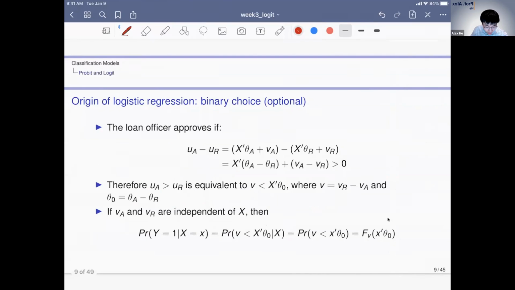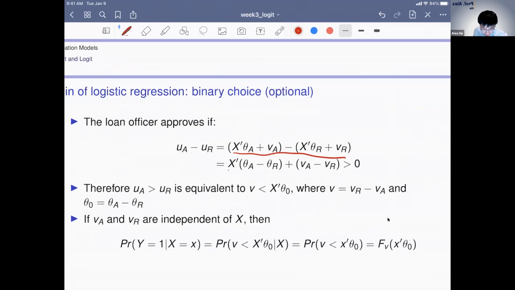And then you would approve only if the difference between these two is positive. And what is the difference? You can just minus these two utility functions, and you get x times the difference between these two thetas plus the difference between these two errors. Okay, let's call the difference in the thetas theta 0 and call the difference in the errors just the error v.